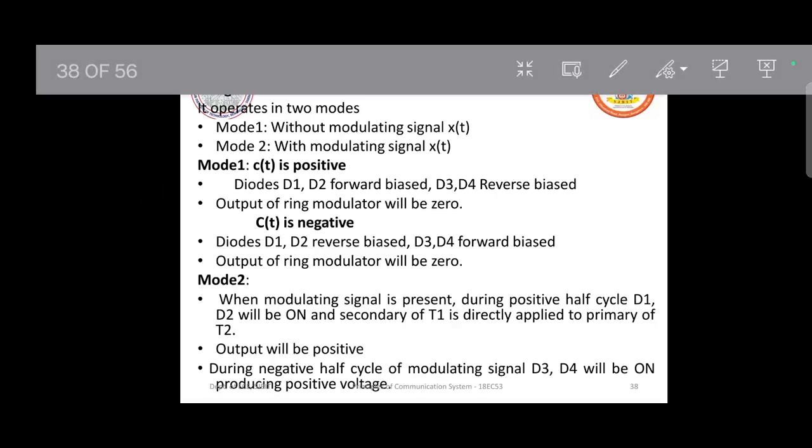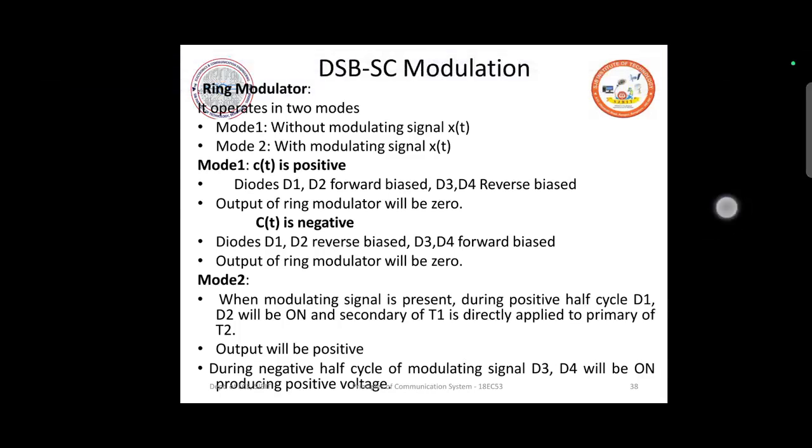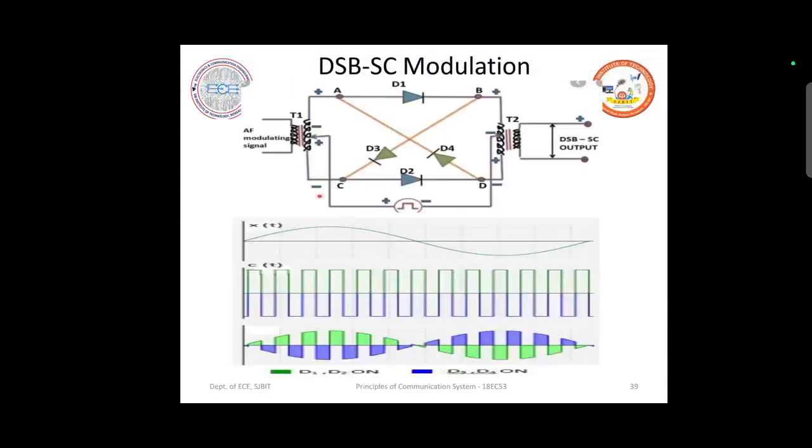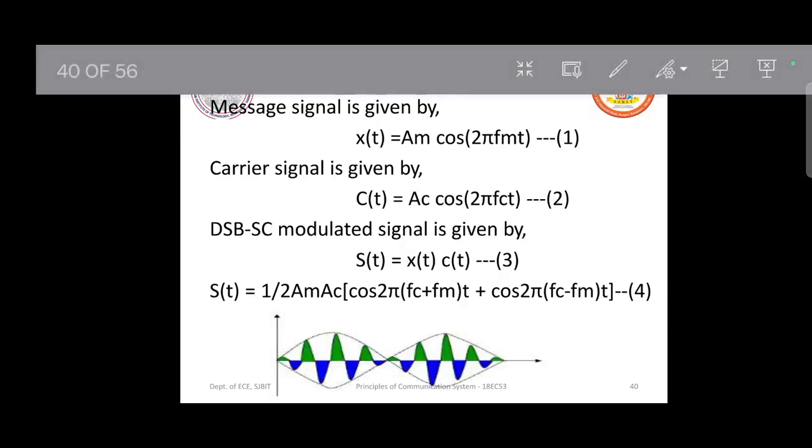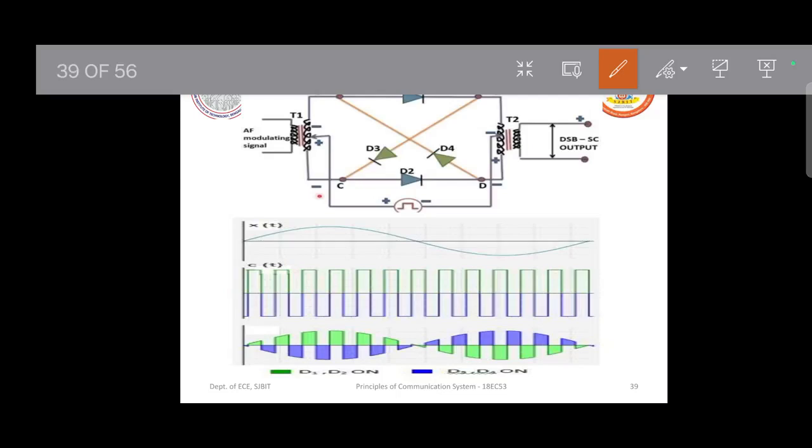When c of t is positive, we are in mode 1 where we do not connect any modulating signal at all. So D1, D2 get forward biased. You can observe that when the carrier is positive, you basically see this point to be positive as indicated here and the other one to be negative.